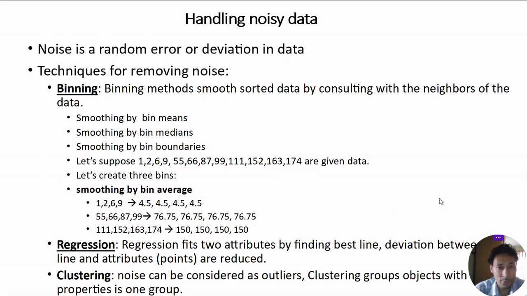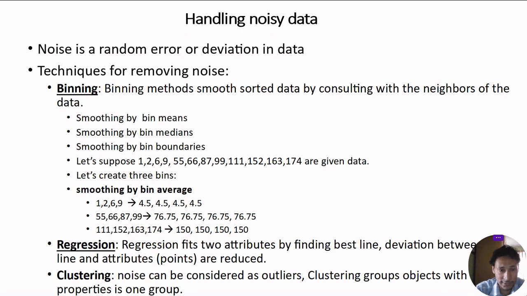Now let's see how we can handle noisy data. Noisy data is random error or deviation in data. Techniques for removing noise include binning. First one is binning. In binning, data are sorted and smoothed by taking the average or considering the neighboring data. We can smooth the data by using means, medians or boundaries.